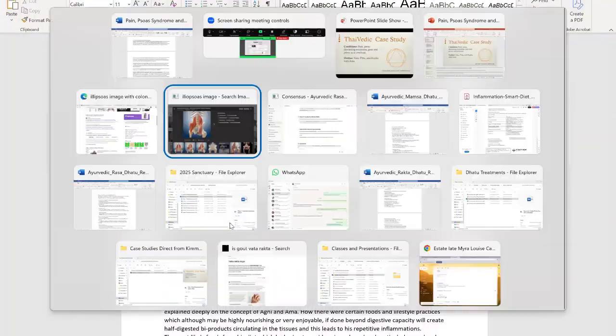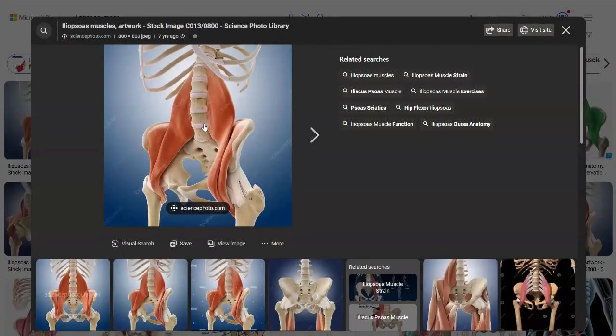I'm going to share my screen again now and give a visual of that iliopsoas muscle. This is just a picture I looked at straight away from the internet here.